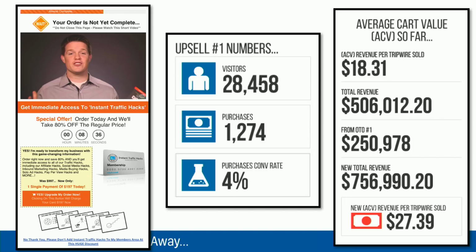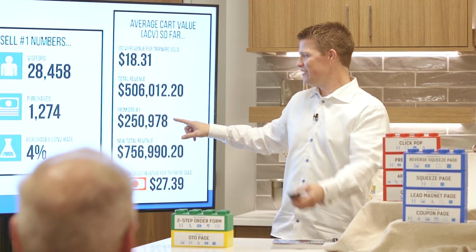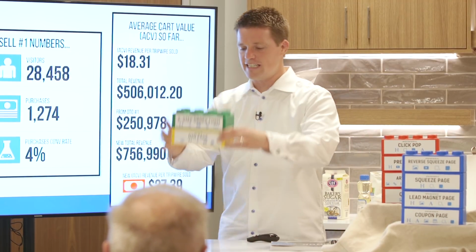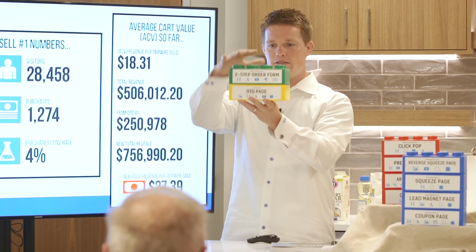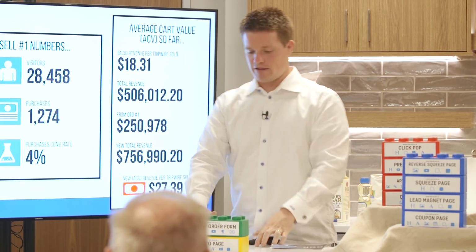If you do the math on that, that is an additional $250,000 that I got from that little Lego right there. I love that Lego. It's awesome. But my average cart value is now $27.39. So now I can spend $29.79 to be able to sell a book. No other author can do that. And I'm not done yet. That was upsell number 1.